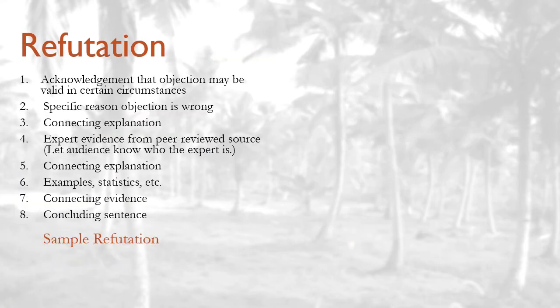Now it's time to refute the critic's objection. We do this by acknowledging that in some cases the critic's objection may be true. Then we refute their objection by stating the specific reason why it's wrong. Note that from this point on, the refutation follows the common structure used previously.